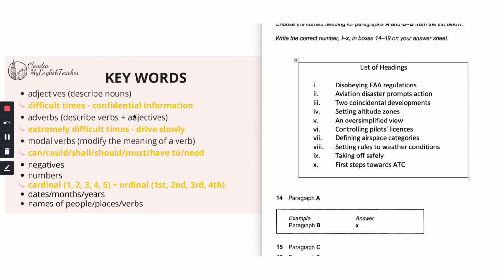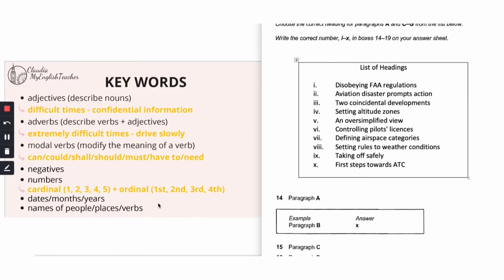So let's just make a quick recap for those who've not seen my other videos. The keywords are made of adjectives, adverbs, modal verbs, negatives, numbers, dates, months or years, or names of people, names of places, or even verbs. Sometimes it could even be specific nouns or anything that you think stands out in that statement or list of headings in this case.